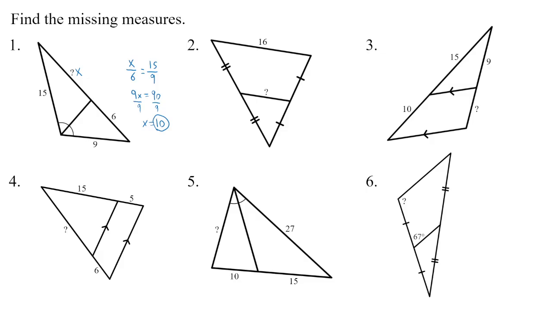Next, we have number 2. We know that there are 2 segments that are congruent, and that makes this a midpoint, and that makes this a midpoint. Therefore, the mid-segment theorem applies, and that line segment is supposed to be 1/2 of the third side. Therefore, 1/2 of 16 is 8.